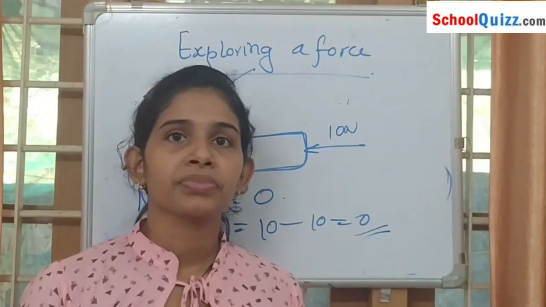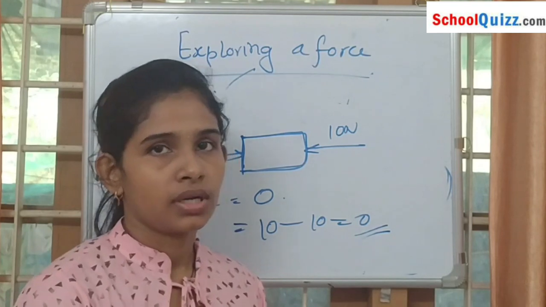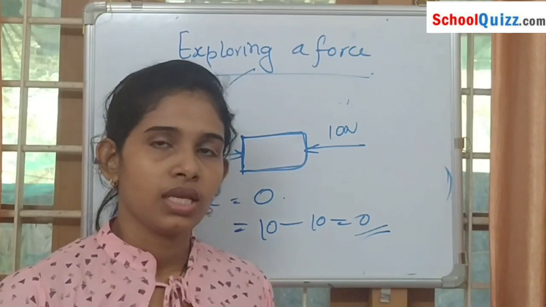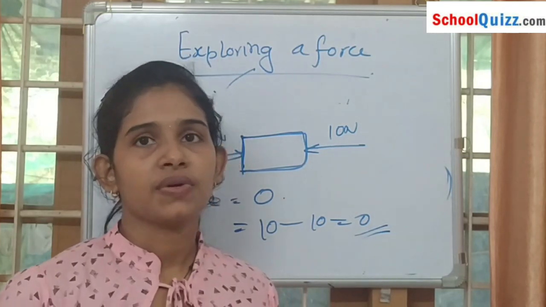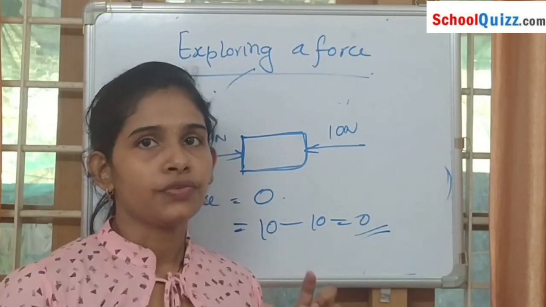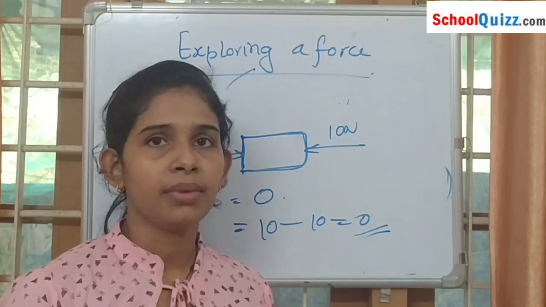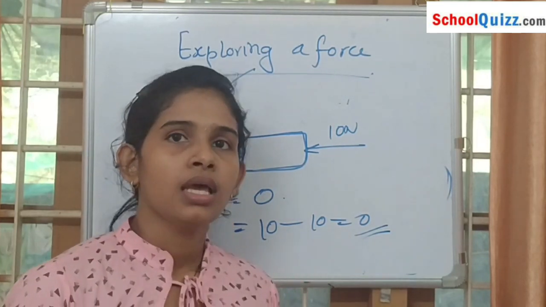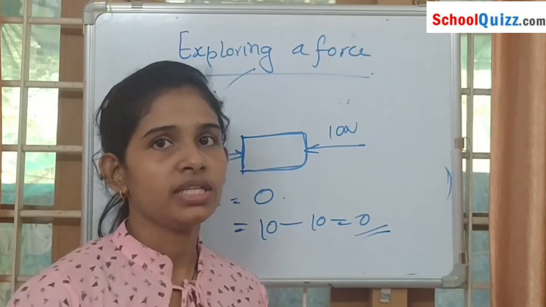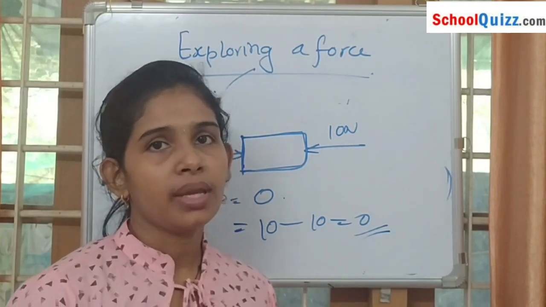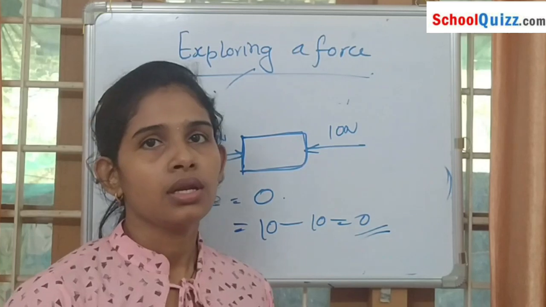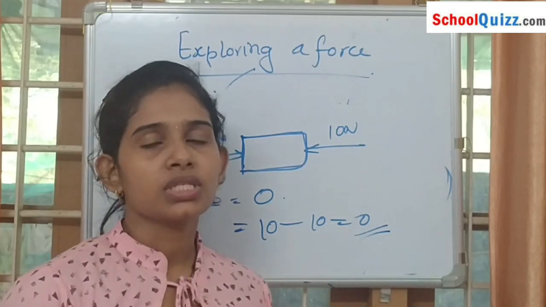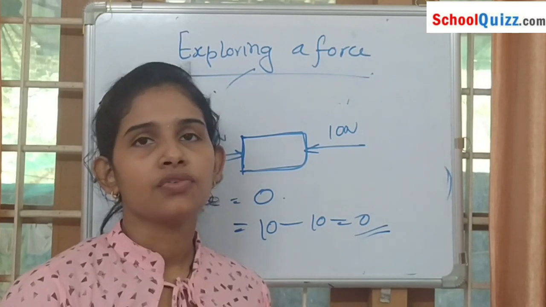I will repeat. We already discussed the net force in 3 cases. First one is if two forces are applied in same direction, net force will be sum of two forces. If forces are applied in opposite direction, the net force will be difference between forces. If two equal and opposite forces are applied, then net force will be 0.